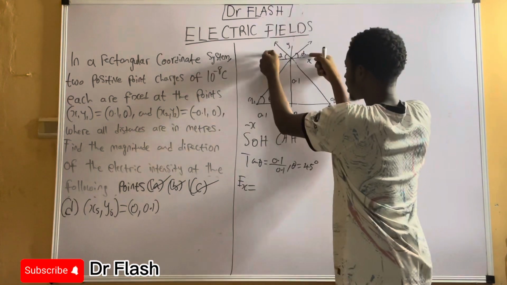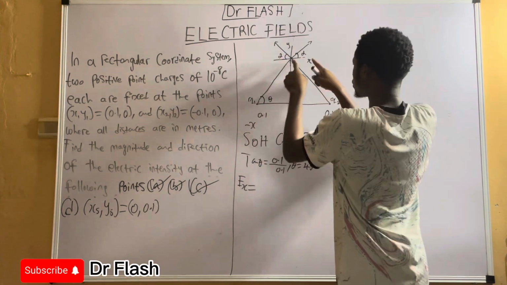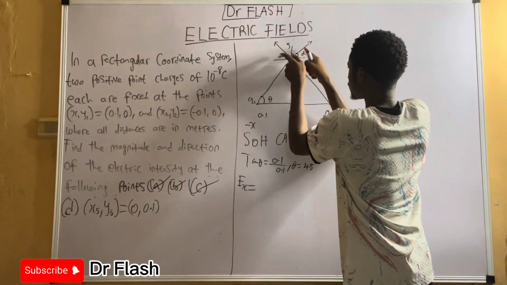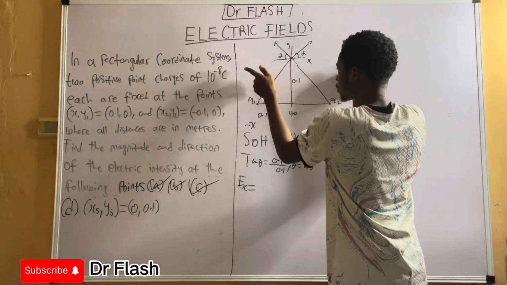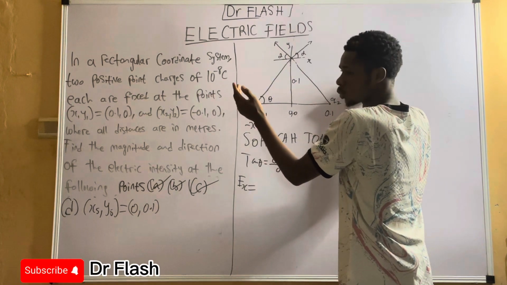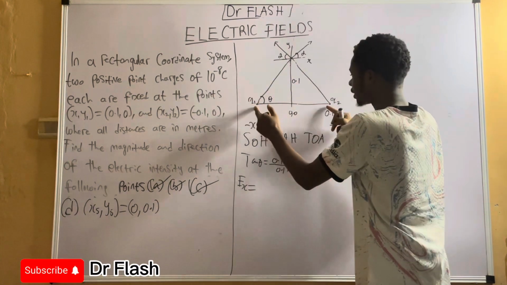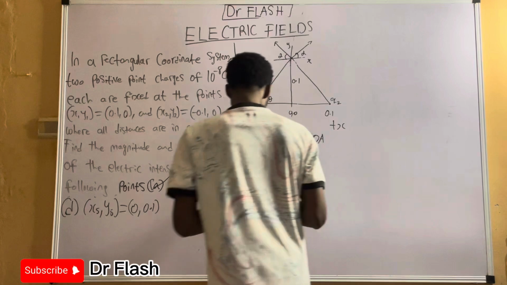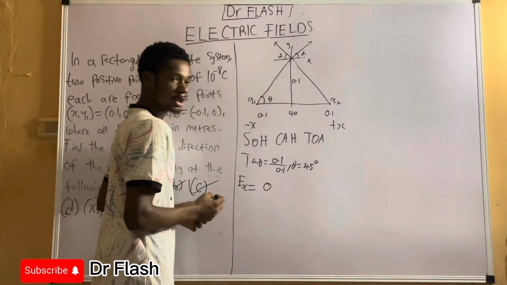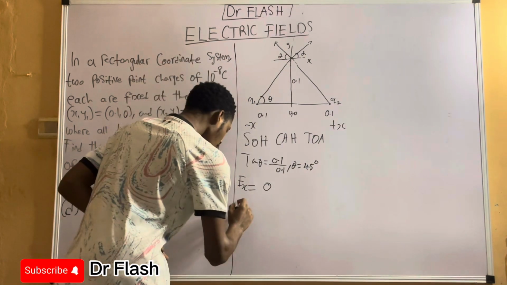So even if I take it here, on the horizontal, they're still going to cancel out. Notice that these two electric lines, when I resolve them, will be facing this direction, horizontal, moving away from each other. So they're going to cancel out at any point where they meet. And for this case, they're also going to cancel out. So the EX at any point will be equal to 0. How about EY?